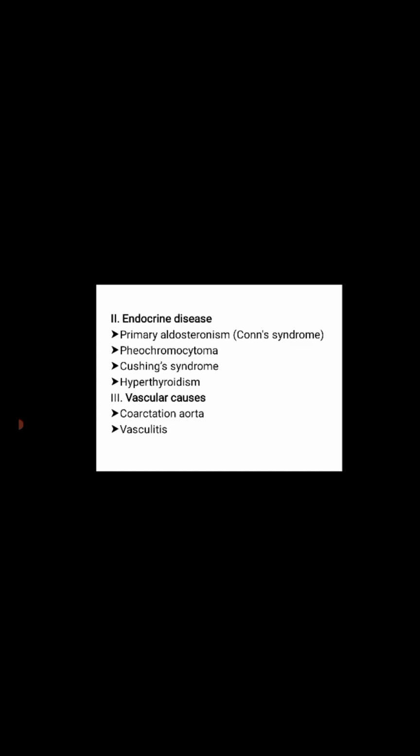Then another disorder is hyperthyroidism. Hyperthyroidism will also increase your blood pressure. Hyperthyroidism is a condition where your thyroid gland produces a lot of thyroxine hormone. So that will also increase your blood pressure. Number 3 is vascular causes. One of them is coarctation of the aorta. The other one is vasculitis.